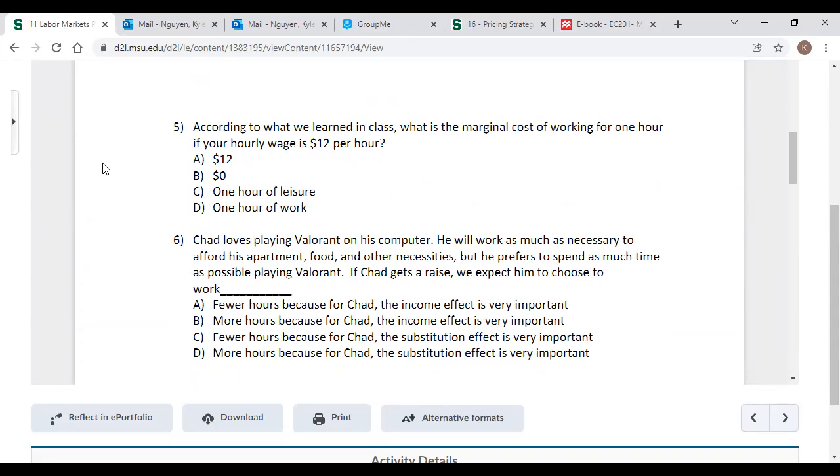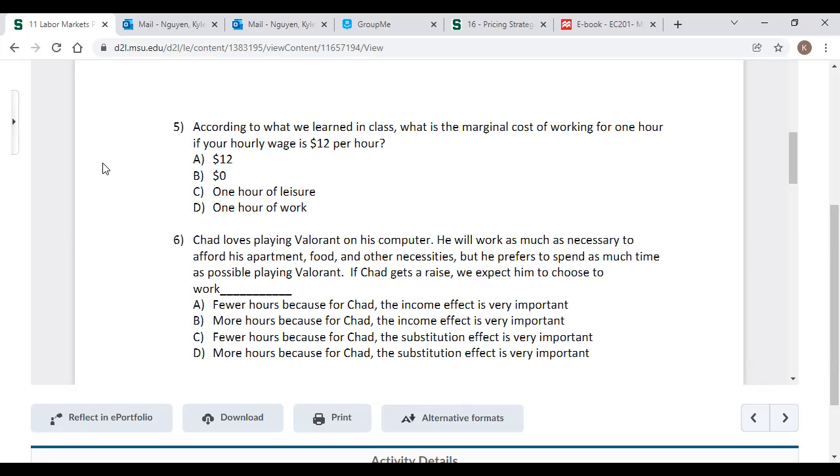According to what we learned in class, what is the marginal cost of working for 1 hour if your hourly wage is $12 per hour? Okay, let's look through each of these answers. A, $12. That is not the case because you're earning $12 per hour. The marginal cost of hiring you as a worker may be $12, but that's the cost for the firms, not yourself. You're not giving up $12 to make $12.